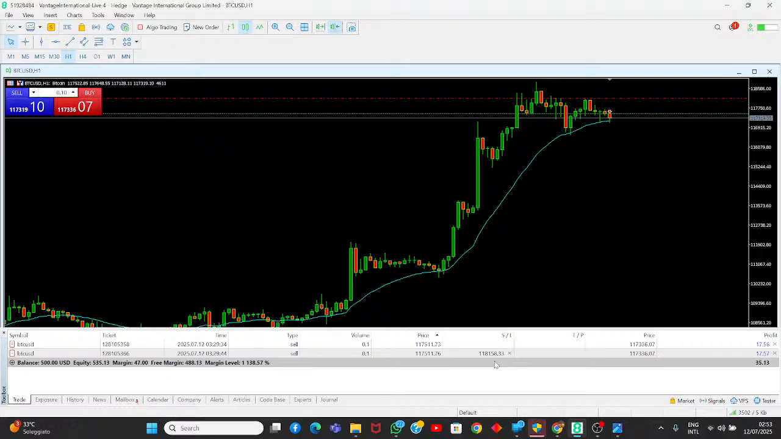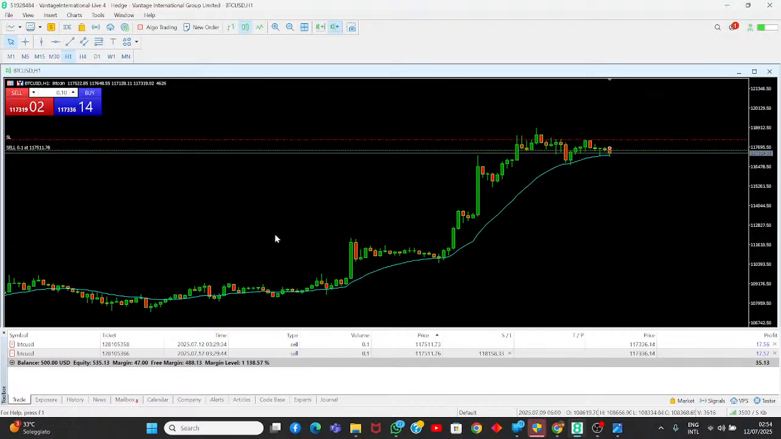So what I have done, I'm currently in a BTC trade. By the way, I'm selling BTC. I don't know if you can see that. I have my stop loss there, and I'm currently in profit of $33. So what am I doing?